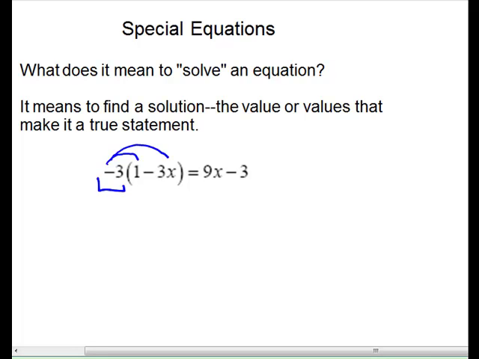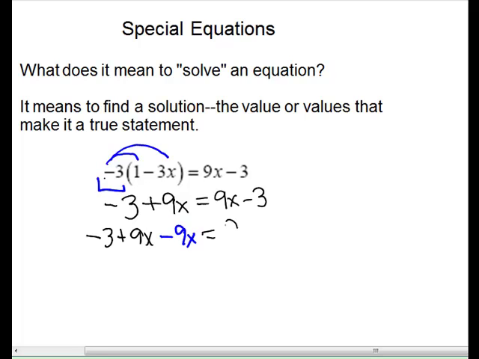And this will give us -3 and plus 9x. Parentheses will come off. There's no simplifying to do on the right-hand side. Our next step would be to get rid of a variable because we have a variable term on both sides. So we're going to have to subtract 9x. And we'll do this on both sides.